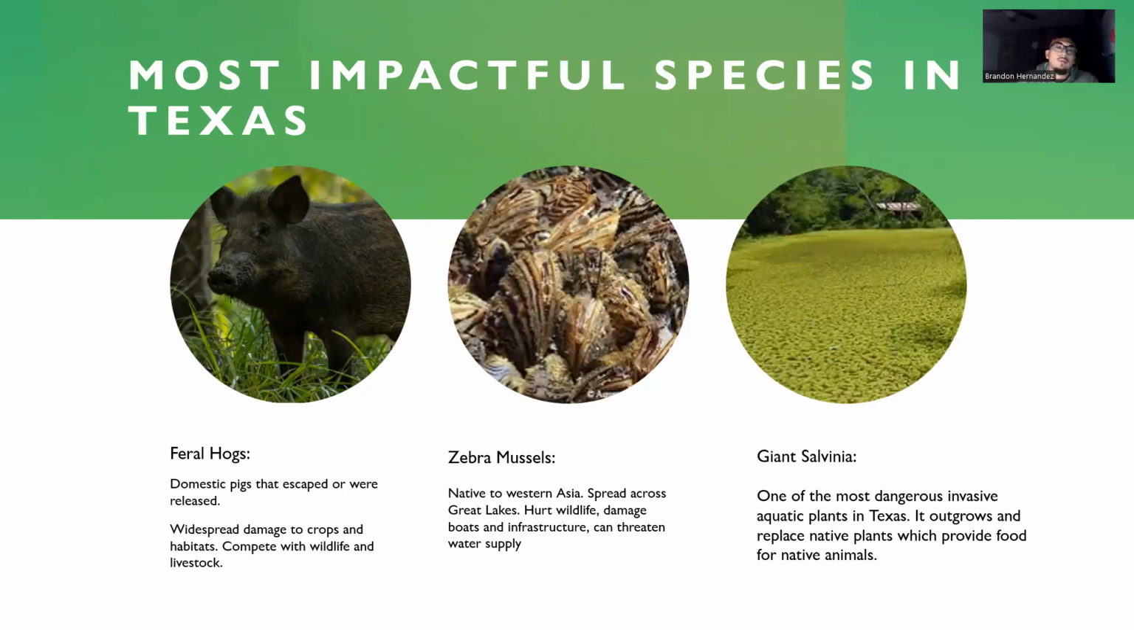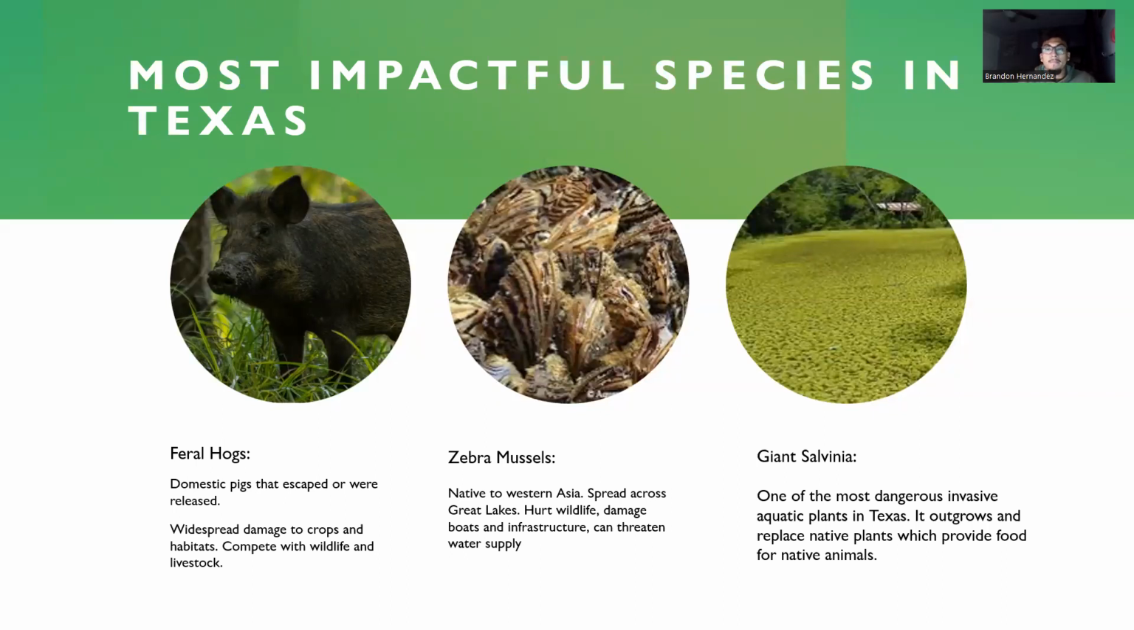Then we have zebra mussels. Zebra mussels are native to Western Asia. They have spread across the Great Lakes. They hurt wildlife, damage boats and infrastructure, and can even threaten water supply. This happens because when there are too many zebra mussels in a certain place, such as by a water treatment plant or water supply chain, they can clog up the pipes of those chains, leading to maintenance being needed, or even infiltration of contaminants because they clog it up so much.